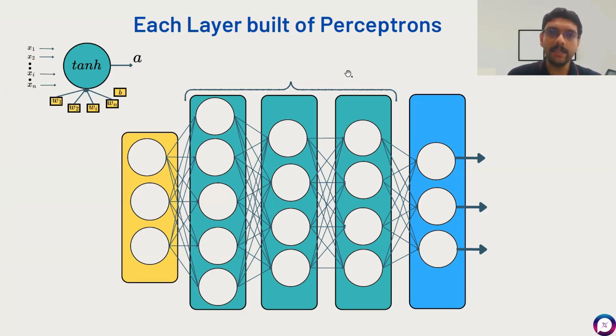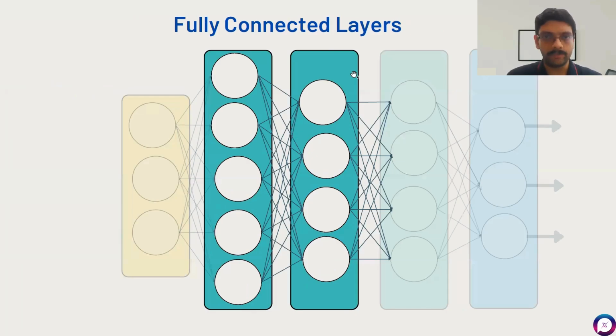You could have other kinds of layers. You could have convolutional layers used for images. You could have the transformer, which is used for language models and so on. And then the third term we're going to learn is what are called fully connected layers.